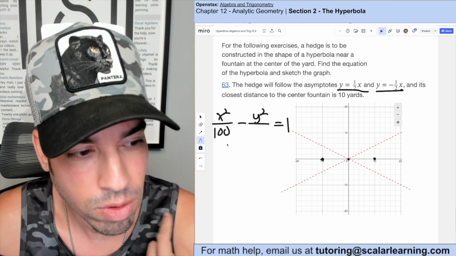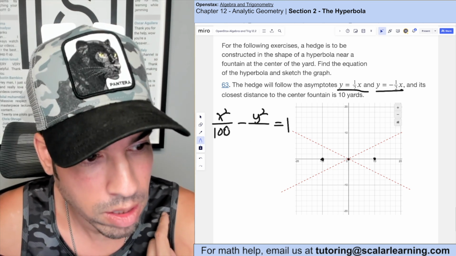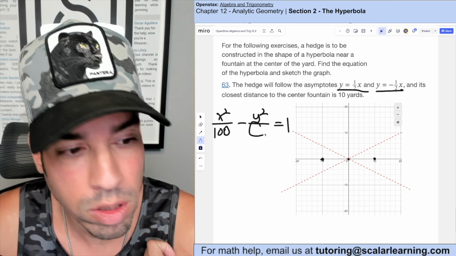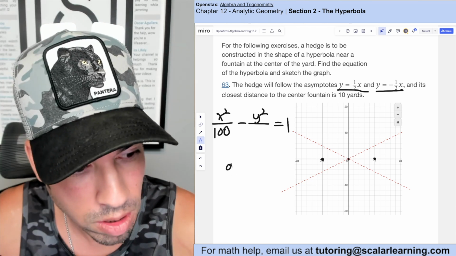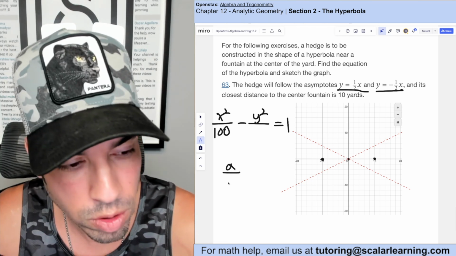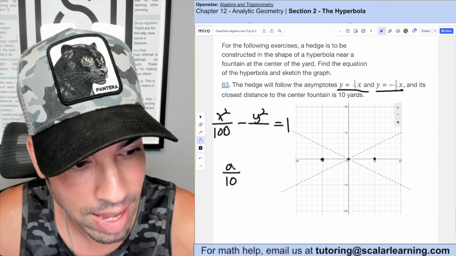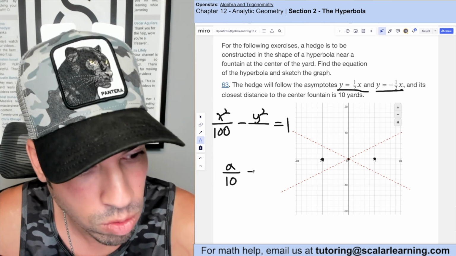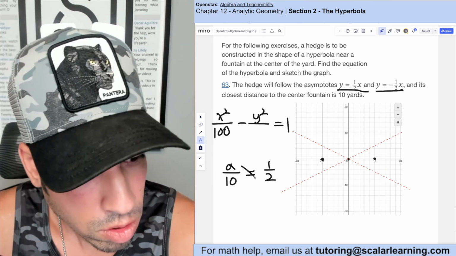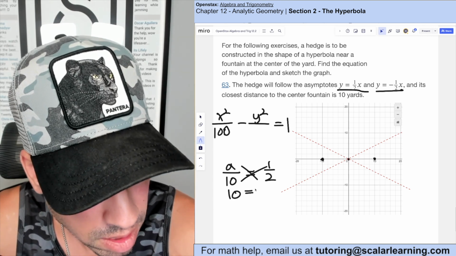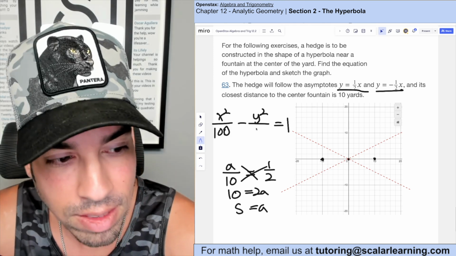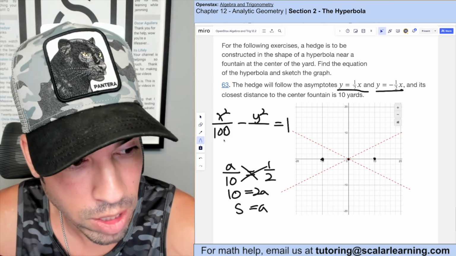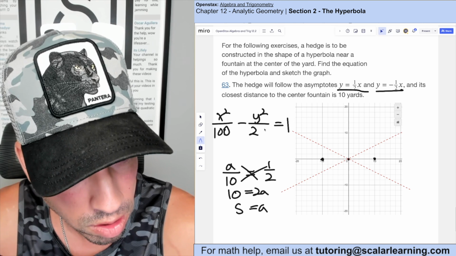And where does that come from? Well, the rise over run is going to be the square root of whatever's under here, okay? So if this is a squared, let's call it a, over the square root of that, which is 10, okay? And a over 10 is meant to equal 1/2, all right? So now I can cross multiply and I can say 10 is equal to 2a, and a is equal to 5. And that's not what goes under here, but 5 squared, right? Just like this was 10 squared, 5 squared goes under here as 25.